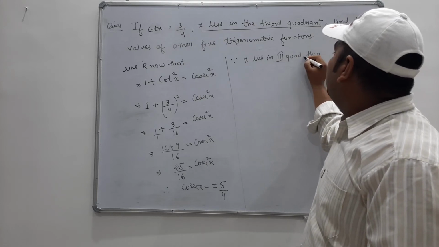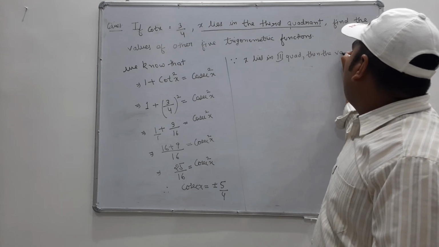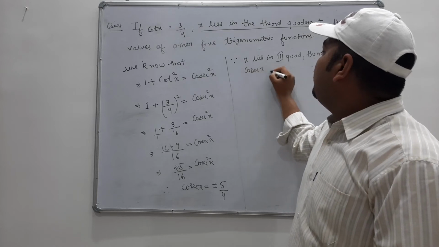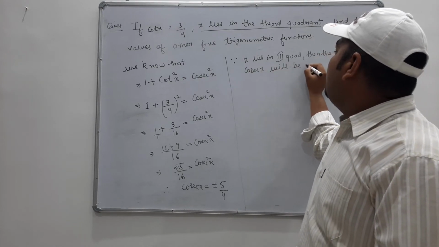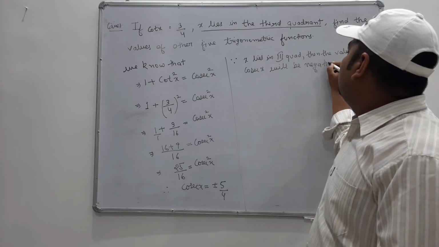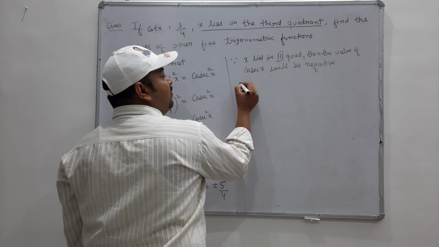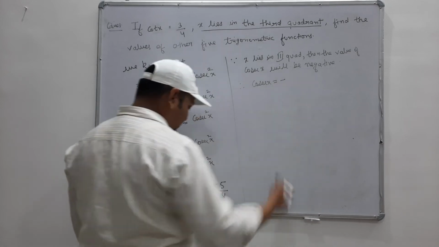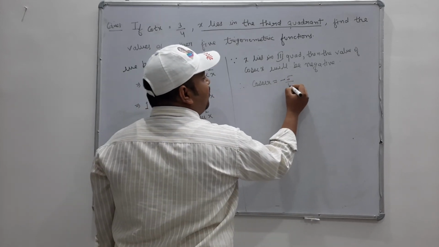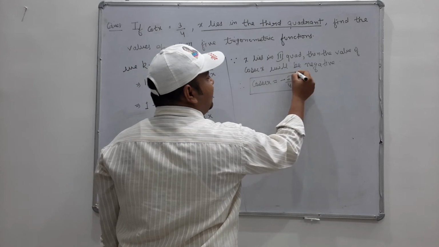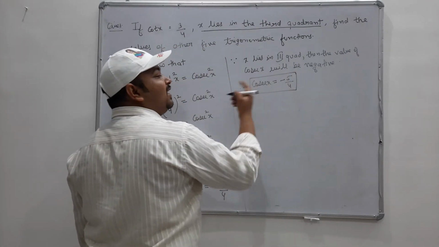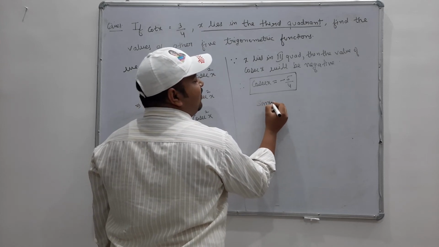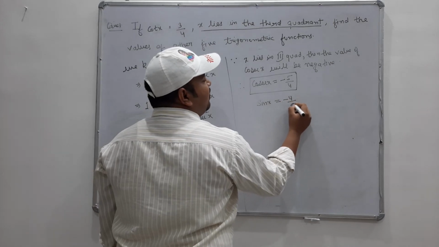So we will write, since x lies in the third quadrant, the value of cosec x will be negative. Therefore, the valid value of cosec x is minus 5 upon 4. And the reciprocal of cosec x is minus 4 upon 5. So, the value of sin x is minus 4 upon 5.